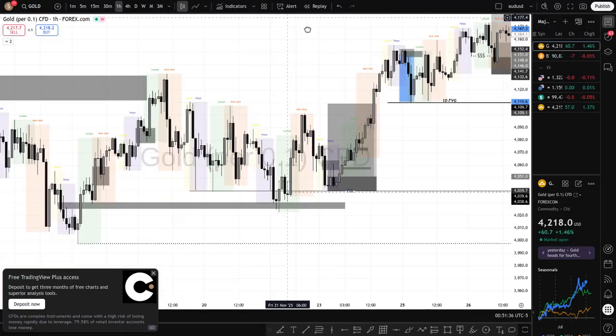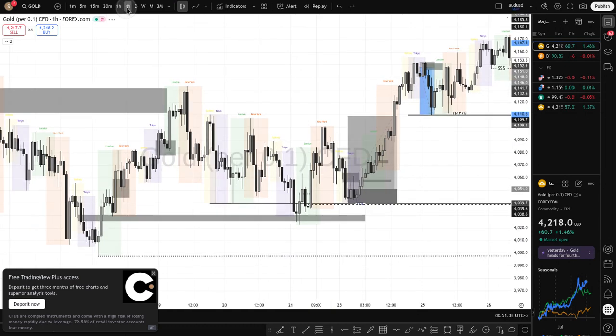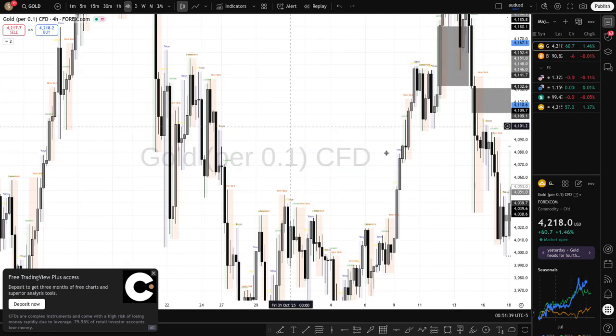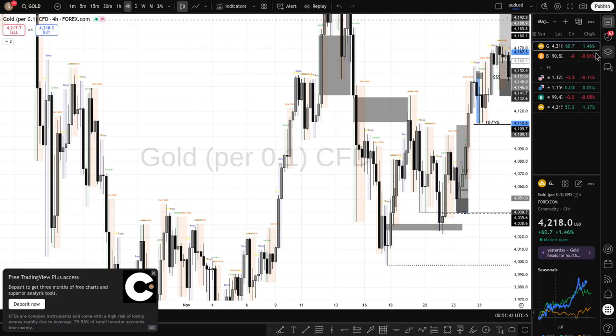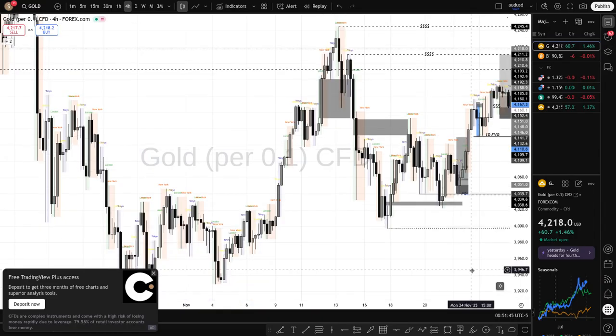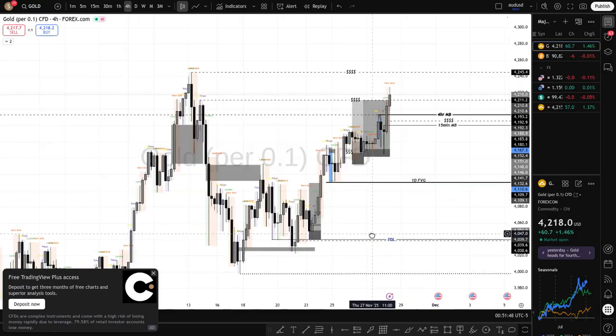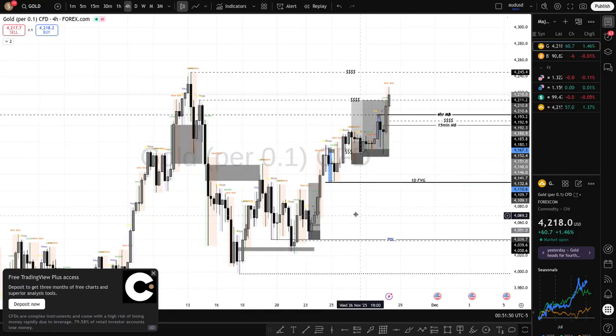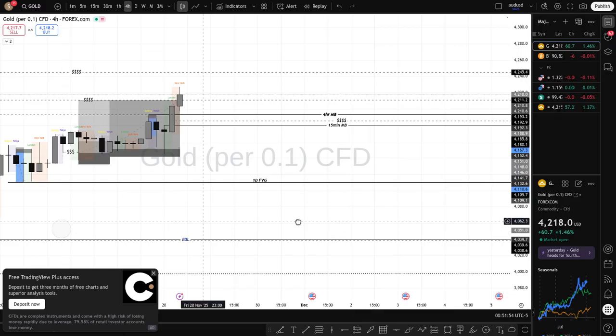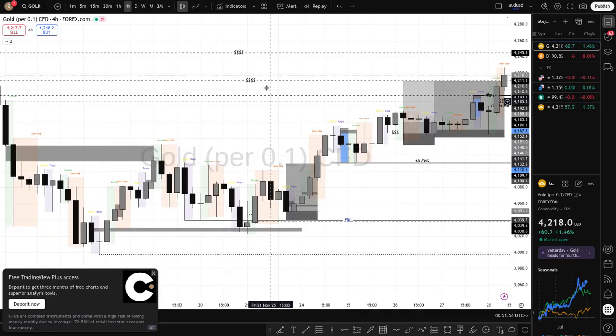Coming back to gold, these are the trades that we took last week. Now take a look at this. Let me come to the 4-hour time frame. Now take a look at this buy that I took from this point here. This was my target here. This high here was my target. This was the first buy, at the start of a move.